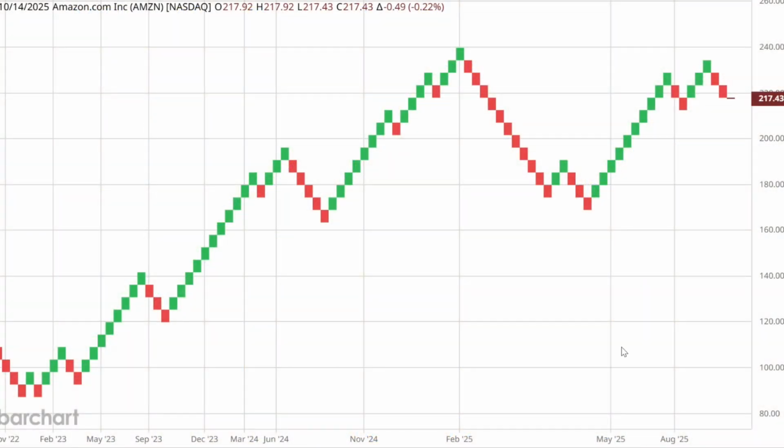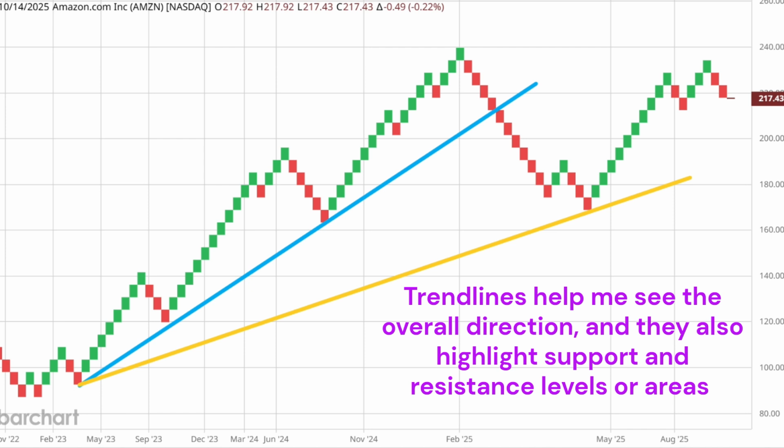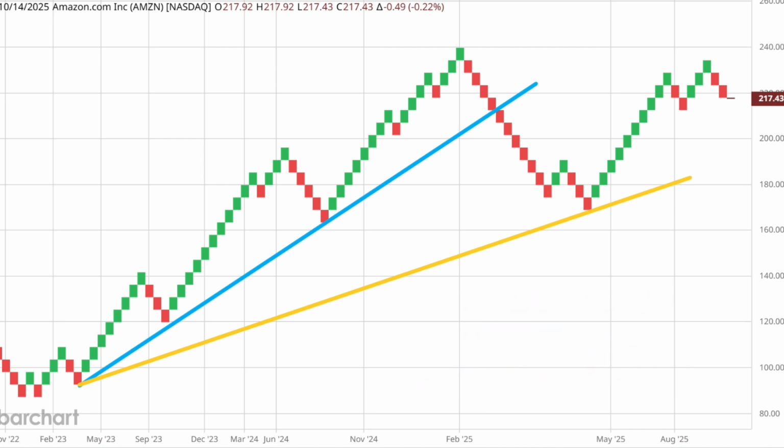Once I have a sense of how the broader market is trending, the next step is to look at my individual stocks. For example, let's say I'm analyzing Amazon. I'll switch to the Renko chart for Amazon and start by drawing trend lines. Trend lines help me see the overall direction, and they also highlight support and resistance levels, areas where the price tends to react. From there, I can make better decisions on whether to hold, trim, or add to my position.